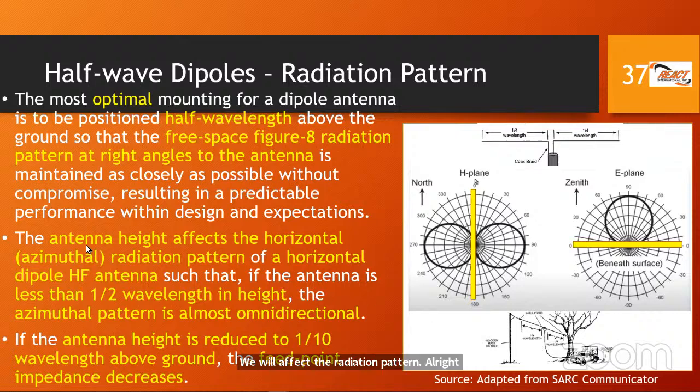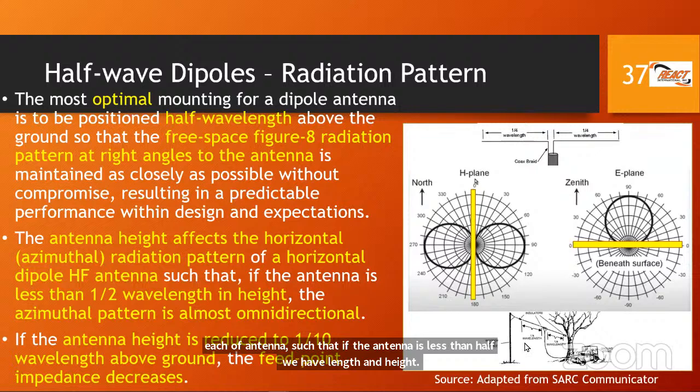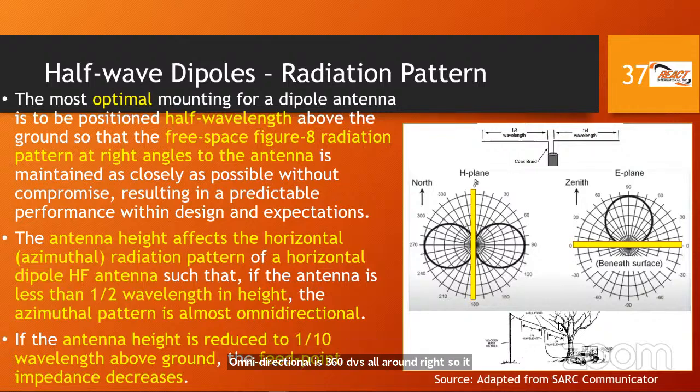And this is an exam question that the antenna height affects the horizontal or azimuthal. So you see why we talked about azimuth, the horizontal or azimuthal radiation pattern of a horizontal dipole HF antenna, such that if the antenna is less than half wavelength in height, the azimuthal pattern is almost omnidirectional. What is omnidirectional? Omnidirectional is 360 degrees all around, right? So it becomes less directional in that sense. It becomes omnidirectional. This is an exam question. Another exam question and an important point as well.